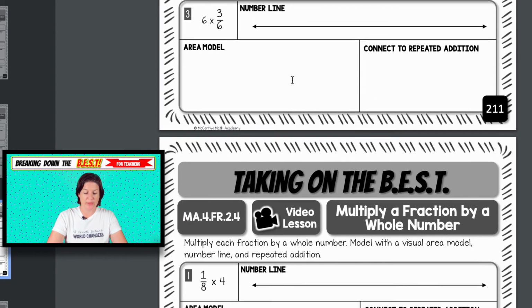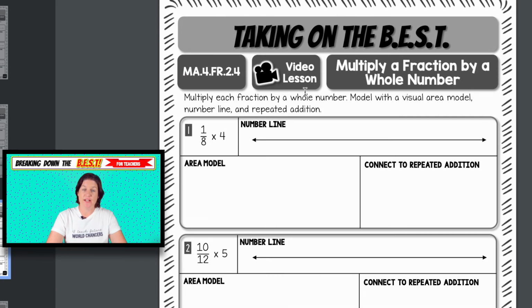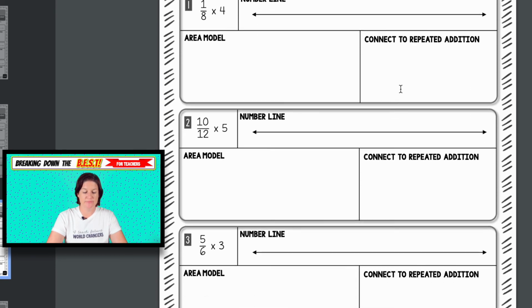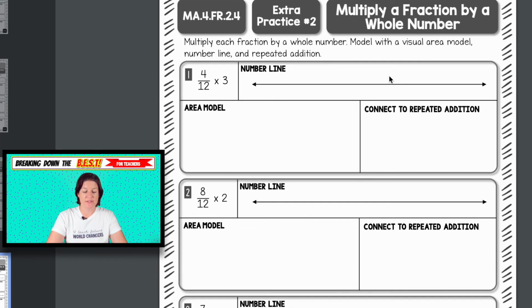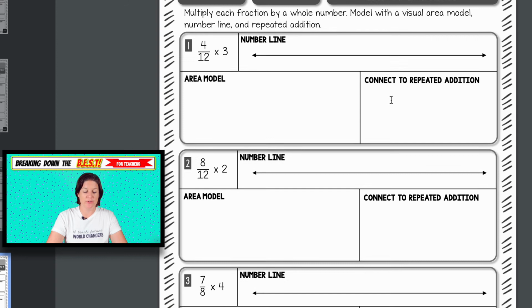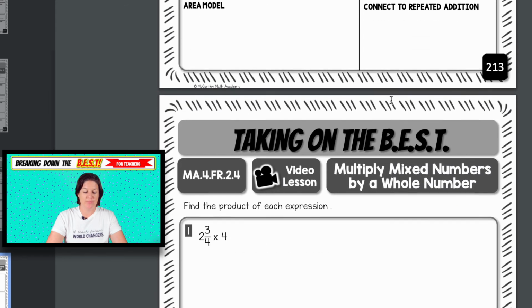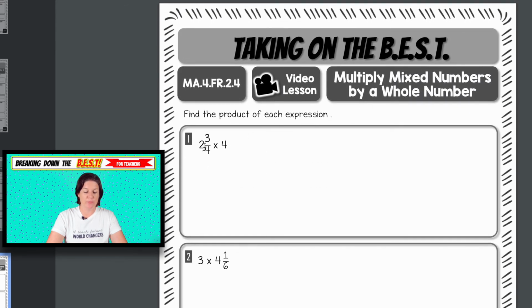Then we have a video lesson, the next video lesson on the bronze page, multiply a fraction by a whole number. And can then extra practice multiplying a fraction by a whole number. Then we had multiply mixed numbers by a whole number. So this is where we're breaking it apart and saying 2 times 4 and then 3/4 times 4, using that distributive property of multiplication to solve.